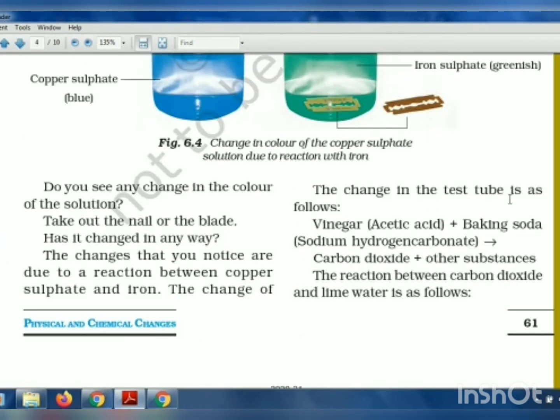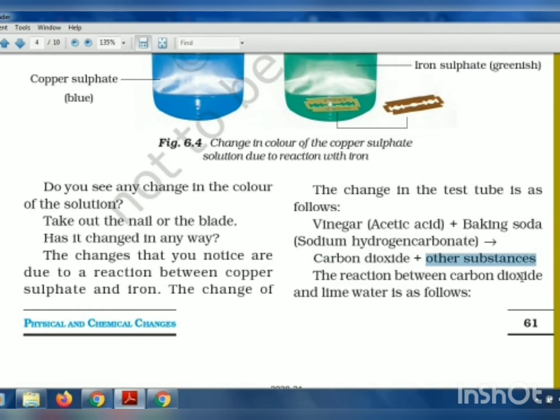the changes that you notice in the test tube are due to the reaction between copper sulfate and iron, they are explaining this activity. And the change in the test tube with vinegar plus baking soda: baking soda's name is sodium hydrogen carbonate, and it gives you carbon dioxide and other substances. So when vinegar and baking soda react with each other, you get carbon dioxide and other substances.